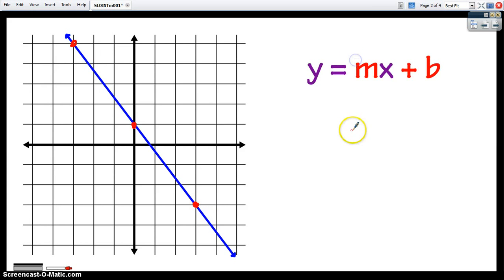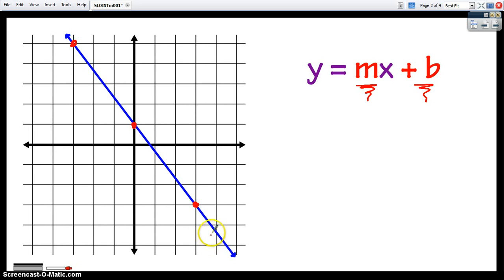Once again, it's our slope-intercept form, y equals mx plus b. So if I can just figure out what the slope is and what the y-intercept is, well then I don't need to do any of that other work. I can just pull the equation from the visual graph. So let's take a look.